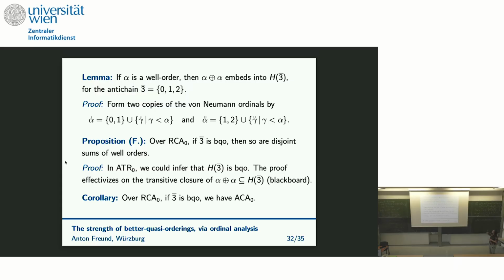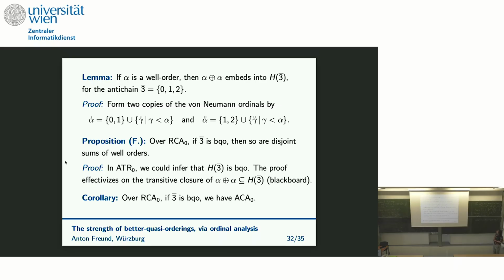And that's what I need ATR naught for in general. With ATR naught, I can build a set of indices of trees that can be embedded. So if I have ATR naught, then I can really build a set of all pairs for which I have this inequality, and then I can maybe search for the right X. And without ATR naught, I cannot do this.